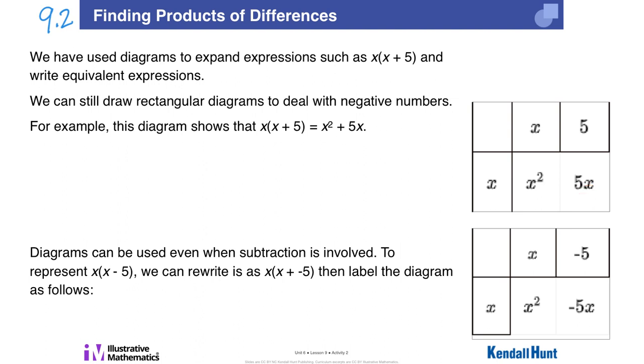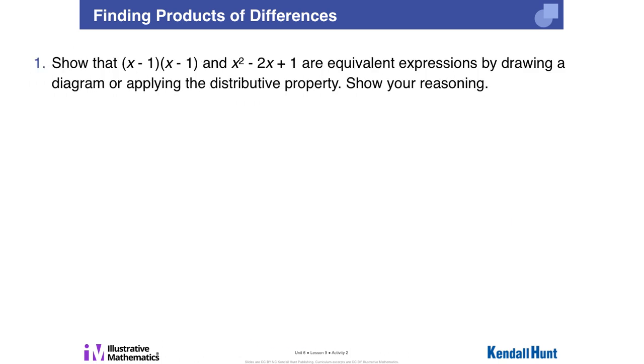Now we're looking at what happens if we have a negative. So x times x minus 5, right here, we can rewrite as x times x plus a negative 5. And so then we see, here's our x plus negative 5 times x. And we just do the same thing, just paying close attention to our negatives. Negative 5 times x is going to be negative 5x. And so our answer here would be that this is the same as x squared minus 5x.